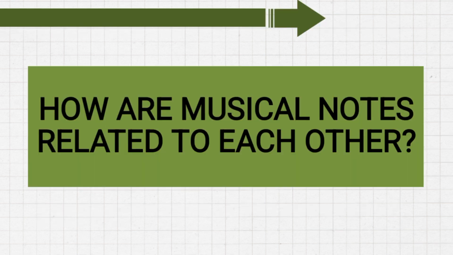And how are musical notes related to each other? Musical notes are related to each other by their pitch, either how high or low they sound, their duration, how long they last, and their place in a scale or key, which creates harmony and melody in music. Together, these relationships form patterns that make music sound organized and pleasing.